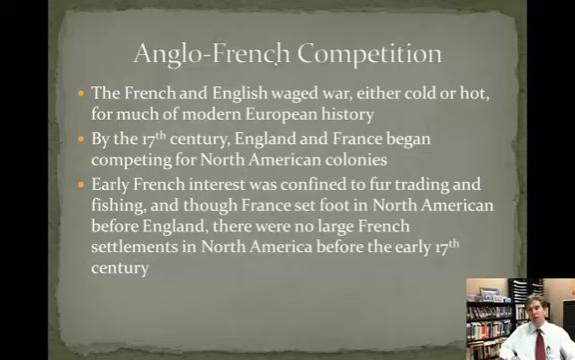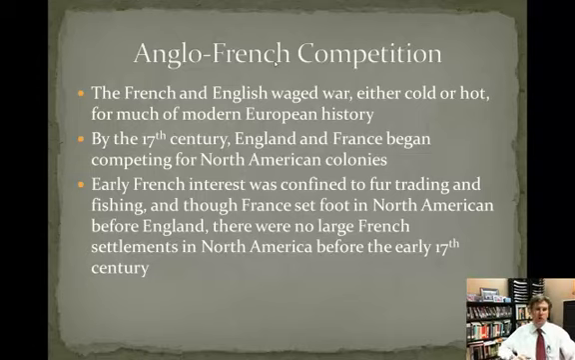So last thing is the French and Indian War. This will just take a few minutes to get through, but what you see, because we've already talked about the French in Quiz 1 material, we know the French are here, we know the English are on the East Coast, so the French and English would wage war either cold or hot for much of modern European history. By the 17th century, England and France began competing for North American colonies. Again, the French are kind of in the interior, the English are along the coast.